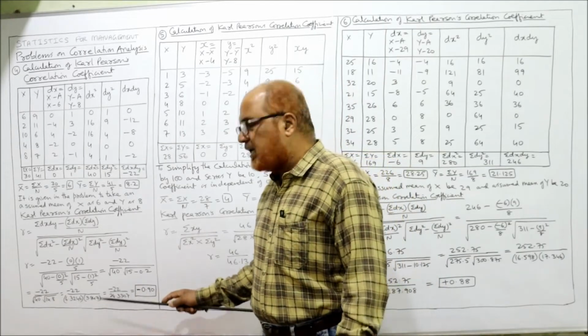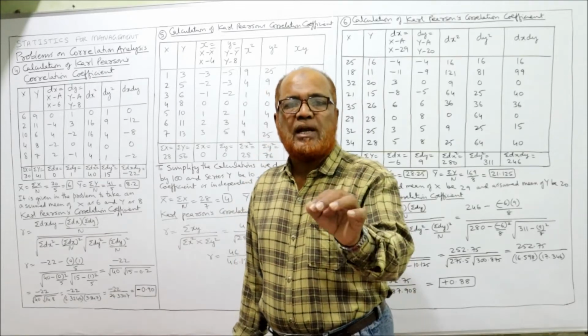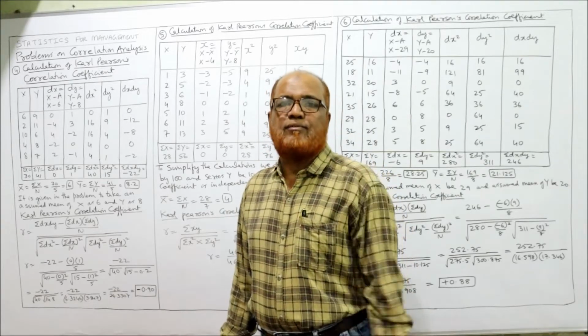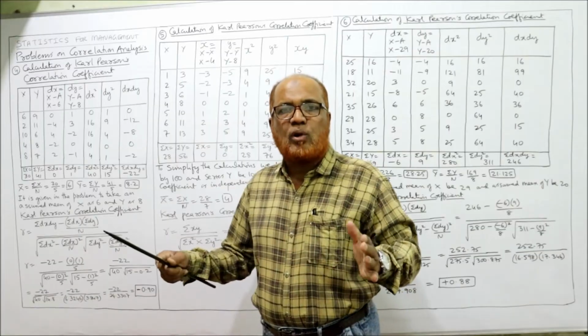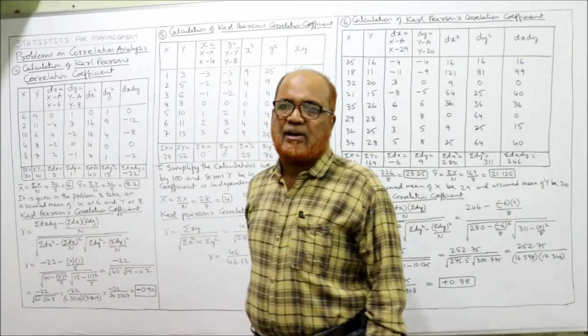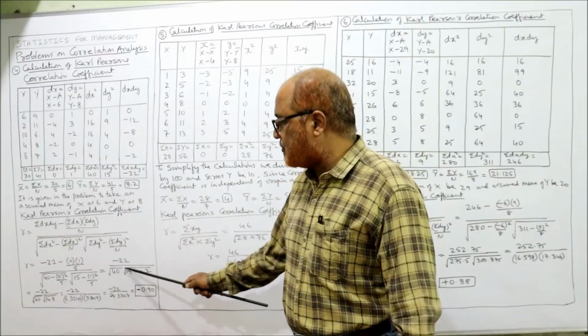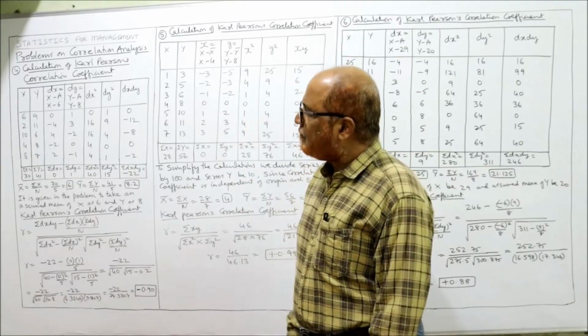Numerator you are having negative figure. That means correlation coefficient is negative. There is negative correlation between x values and y values. Both are moving in the opposite direction. That is the meaning. Over.